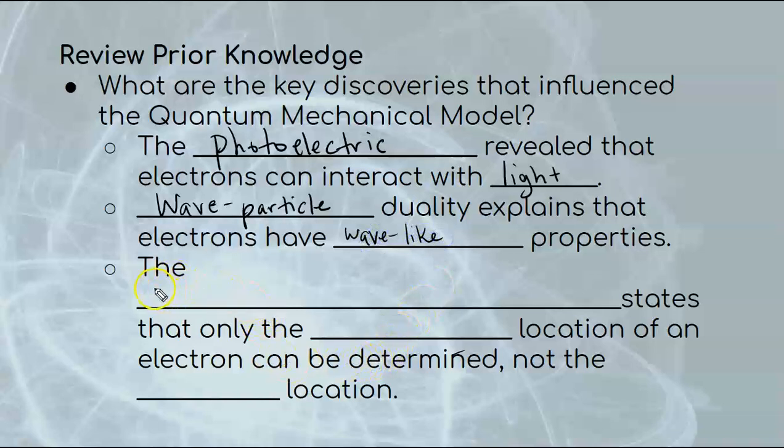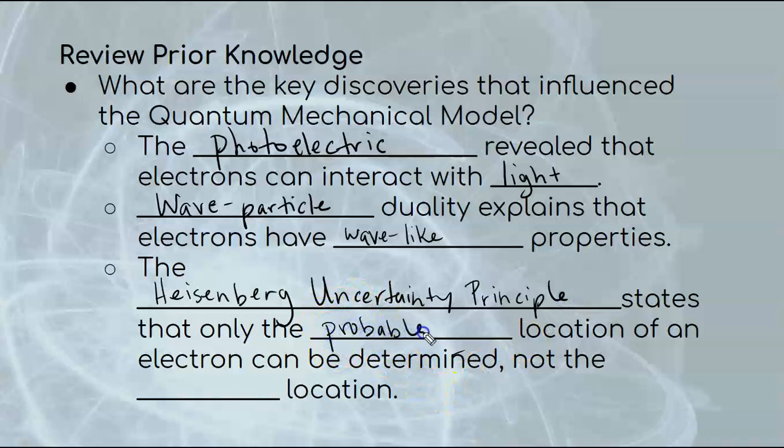And the Heisenberg uncertainty principle. This one is always a little bit of a mouthful to say. The Heisenberg uncertainty principle states that only the probable location of an electron can be determined, not the exact location. So these key discoveries led to the quantum mechanical model, and let's specify exactly what are the characteristics of the quantum mechanical model.